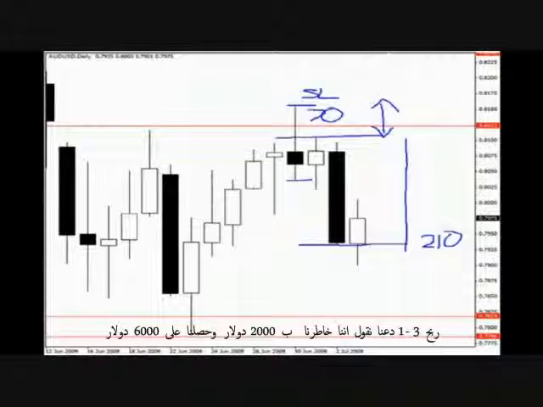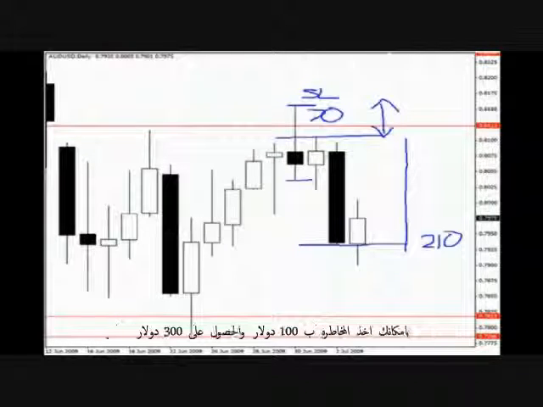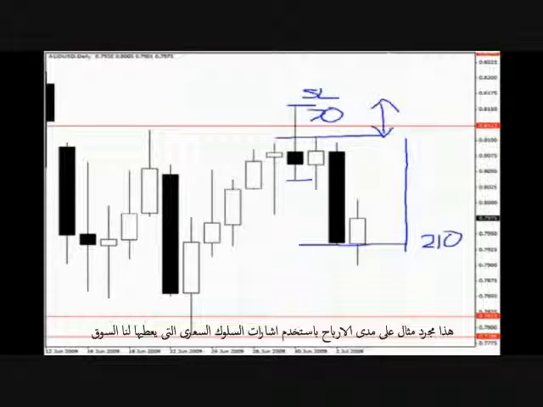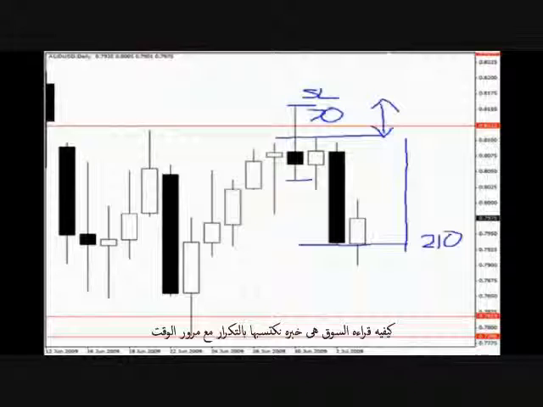So a 3-to-1 winner, let's say we risk $2,000, has made $6,000, and you can make that a risk of $100. It's made $300. It's just an example of risk reward and how to trade the price action signal that we've been given by the market. It's how you read the market. There is a degree of interpretation. It comes with experience and screen time.